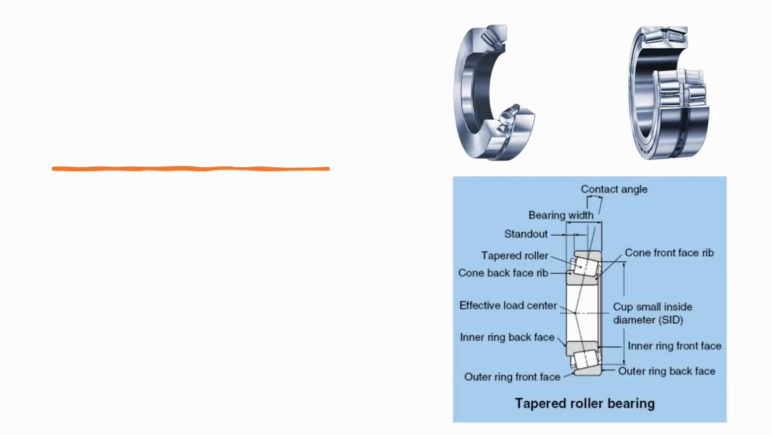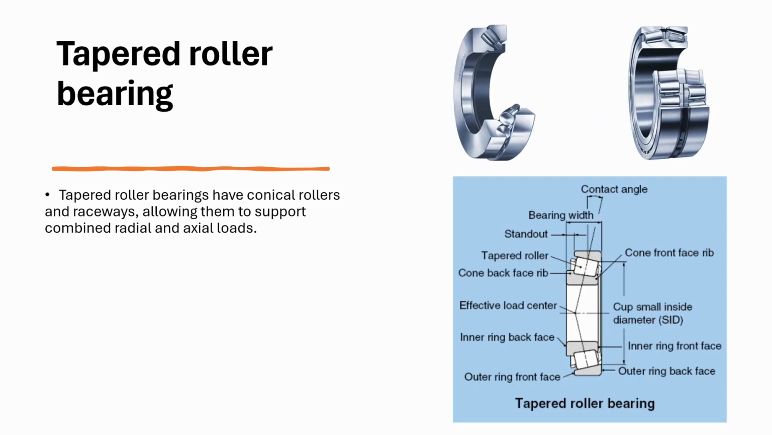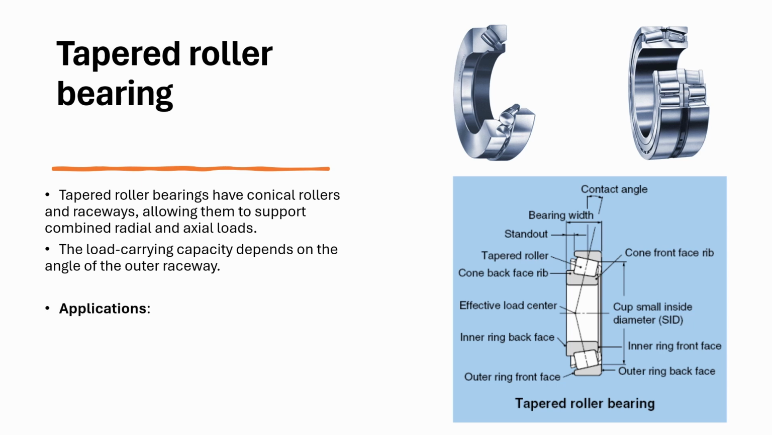Tapered roller bearings have conical rollers and raceways, allowing them to support combined radial and axial loads. The load carrying capacity depends on the angle of the outer raceway. Applications: automotive wheel hubs, gearboxes, industrial machinery.